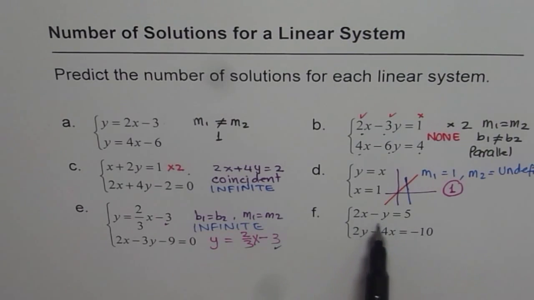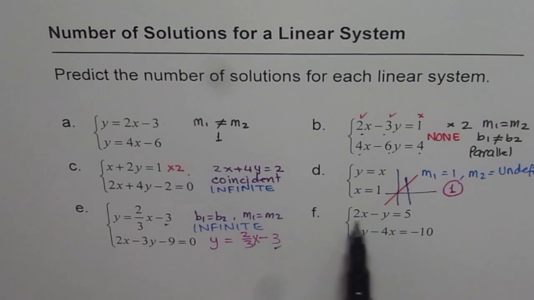The last one, I'm leaving that for you to figure out. In this equation, 2x minus y equals 5 and 2y minus 4x equals minus 10. How many solutions will that have? You can adopt any method which we have learned. You can write both in terms of slope and intercept, or you can just multiply by a factor and see whether only the coefficients are multiplied or the coefficients and the constant are also multiplied. If only coefficients are multiplied, then the lines are parallel, and if coefficients and the constant are multiplied, the lines will be coincident, same lines, and they will have infinite solutions. If they are parallel, of course, no solution, correct?